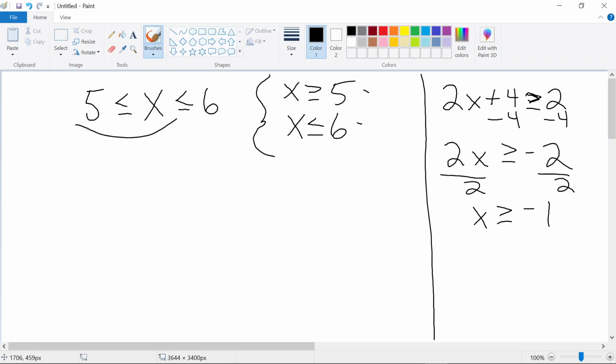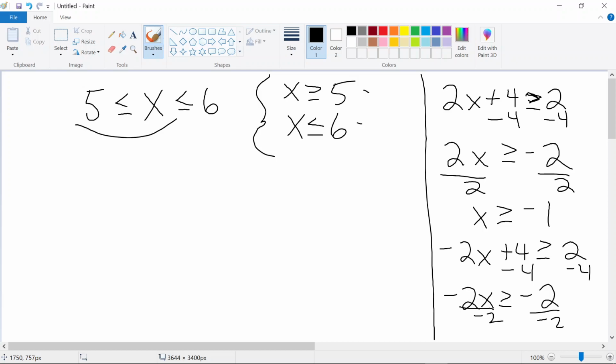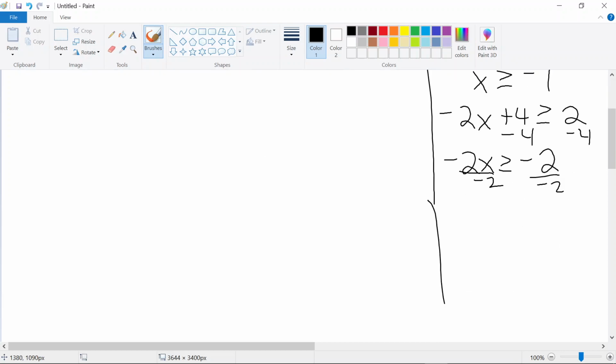What happens if I have to divide or multiply by a negative? Negative 2x plus 4 is greater than or equal to 2. I will first subtract 4 from both sides. Negative 2x greater than or equal to negative 2. Then I'm dividing by negative 2. Divide by negative 2, so now I've got to flip that inequality. X less than or equal to negative 2 over negative 2, which is 1. I flipped it because I divided both sides by negative 2.